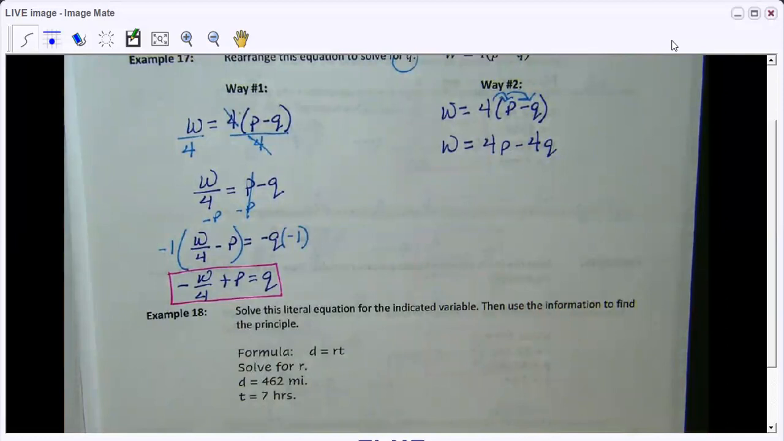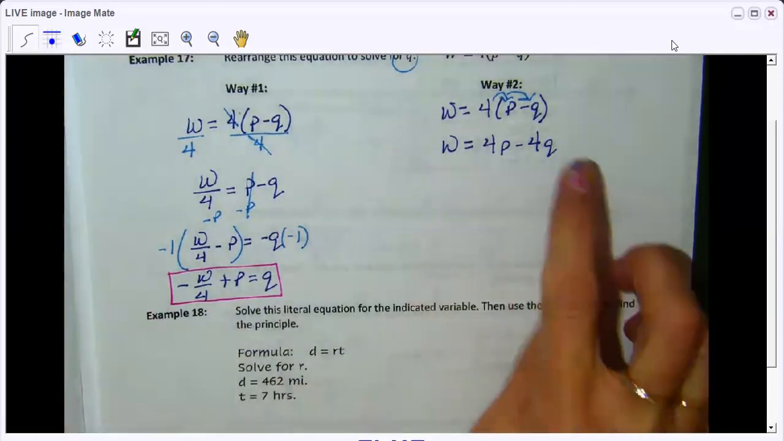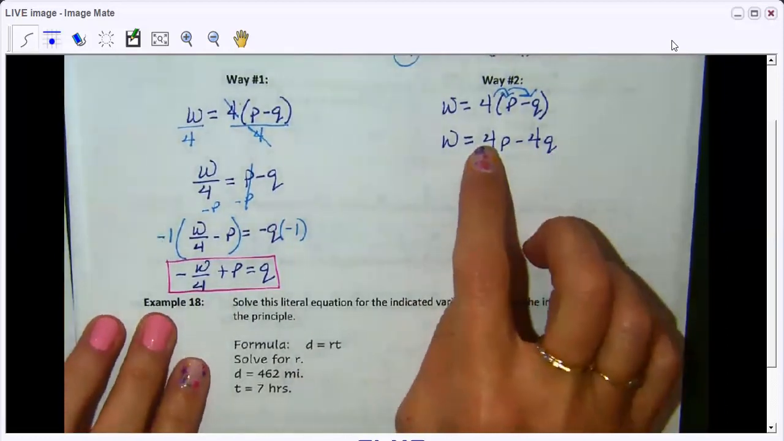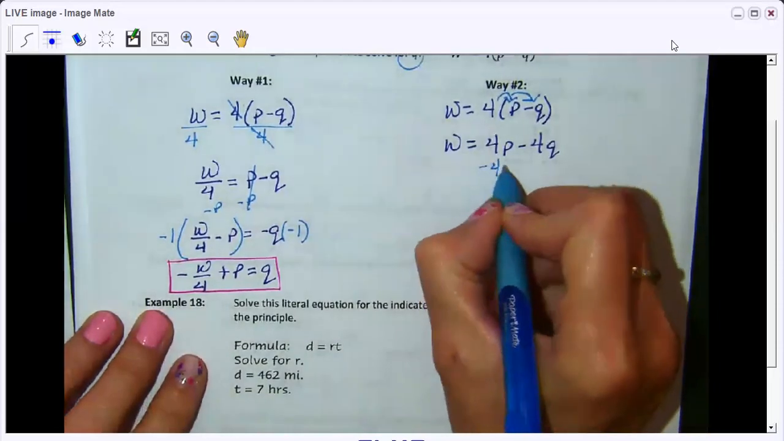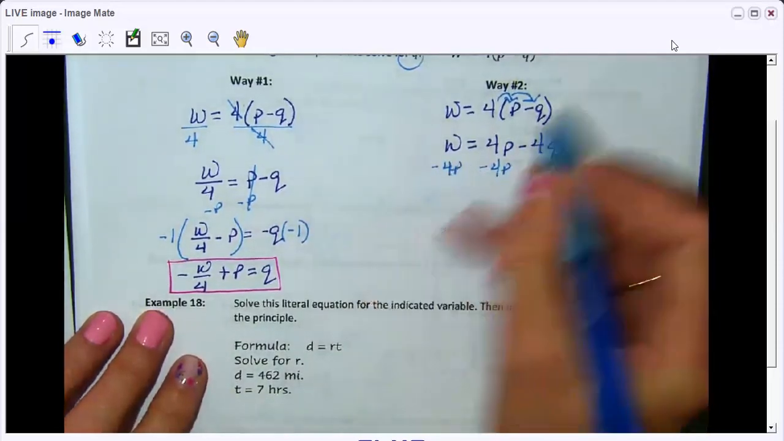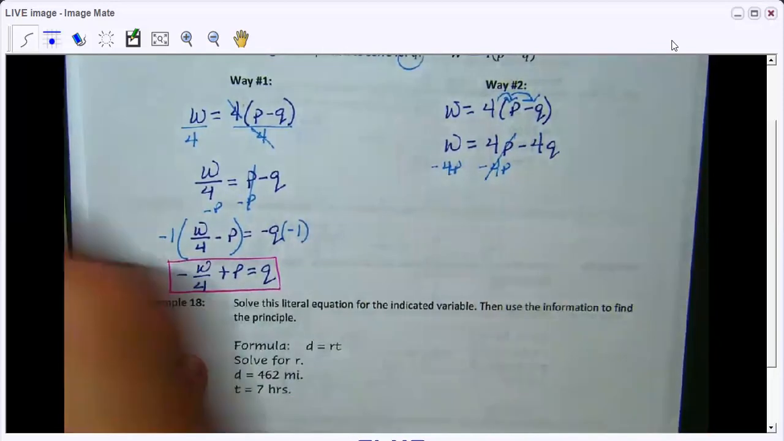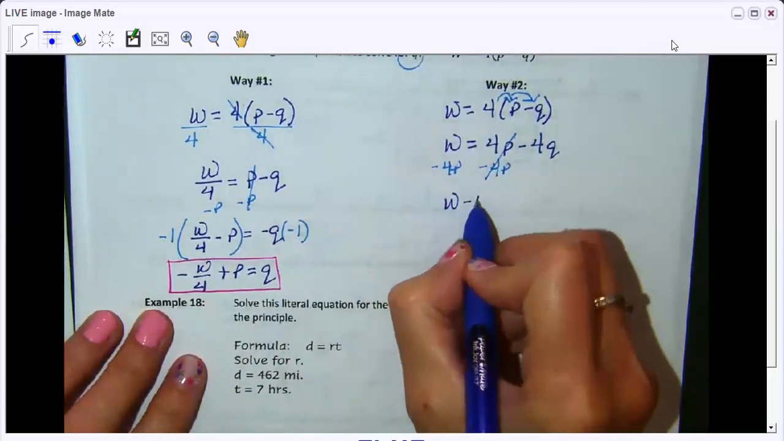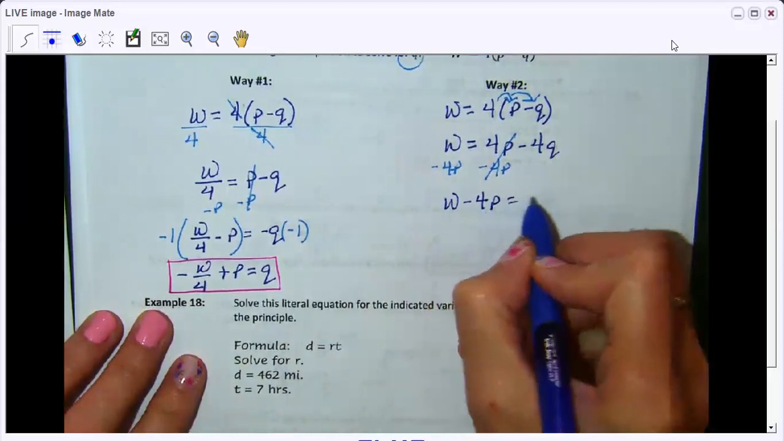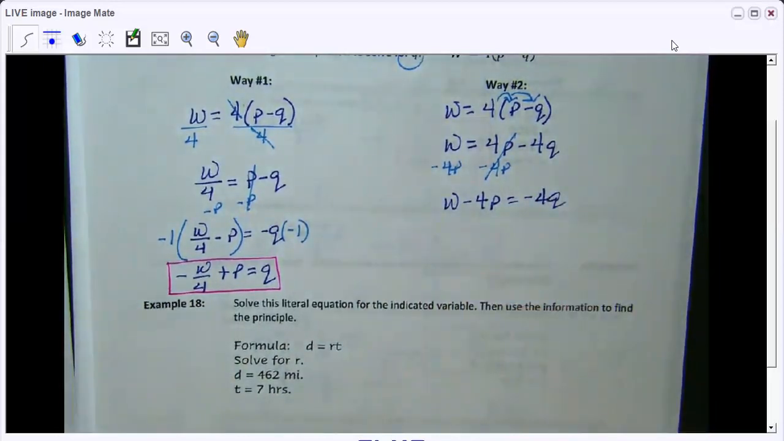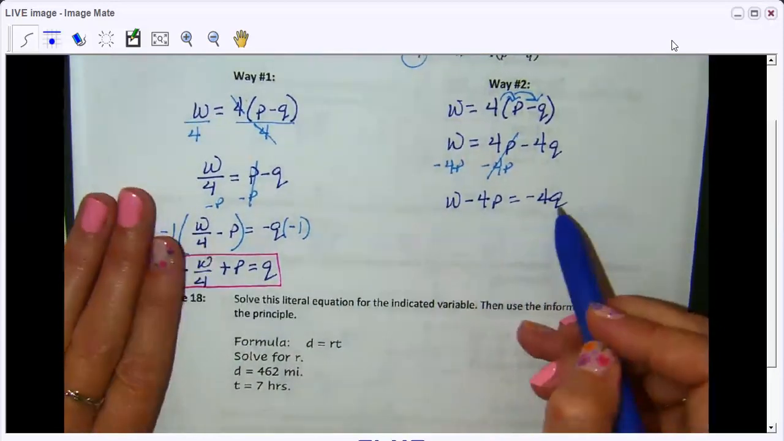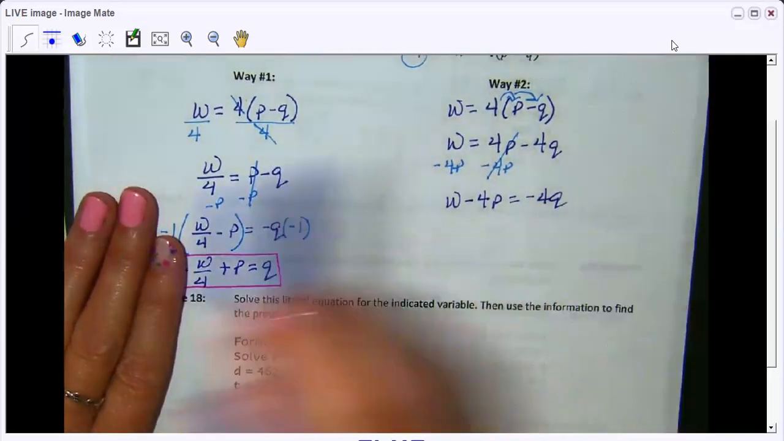Well, I need to isolate Q, so I'm going to leave that alone for right now. You would subtract 4P on both sides. So I'm left with W minus 4P equals a negative 4Q. I could have added 4Q, but then I would have had to subtract W and divide. It doesn't matter, there are different ways you could do this. I still need to get rid of the Q. What am I going to do?